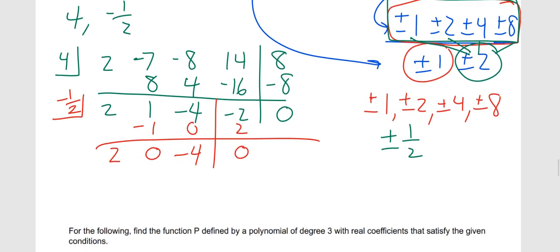Okay, so what did we just find? What is this 2, 0, negative 4 thing? If that's my remainder, what's the thing next to it? That's the constant. What's the thing after that? That's the linear. What's the thing after that? That's the quadratic term. Okay, so when does this equal 0?